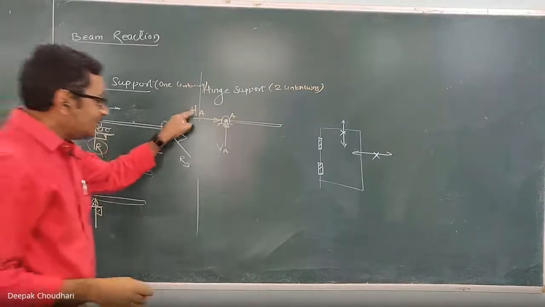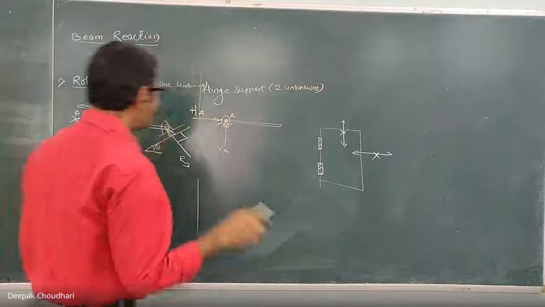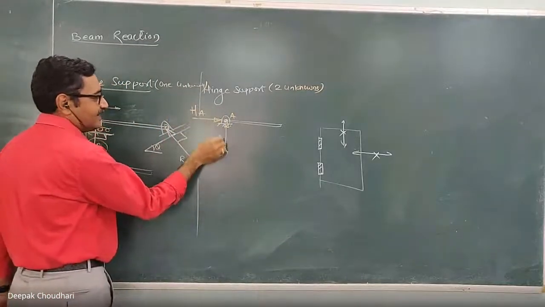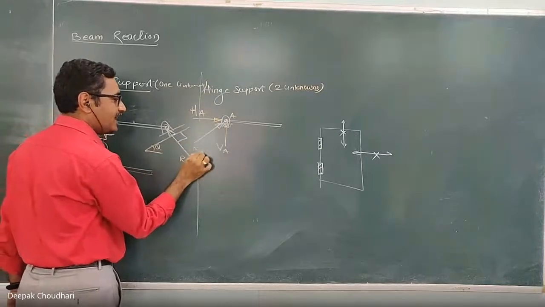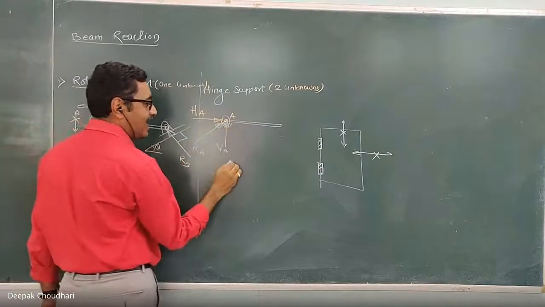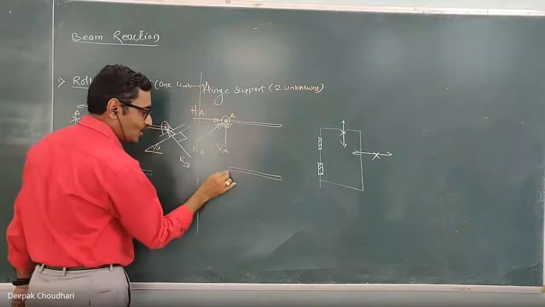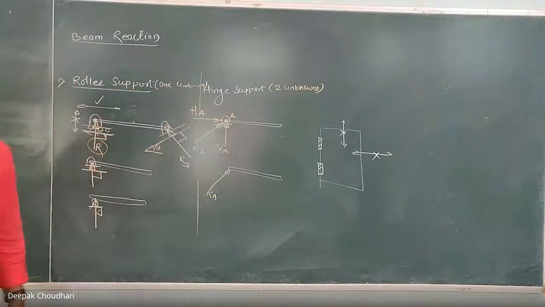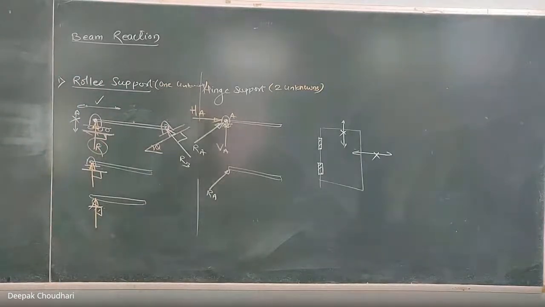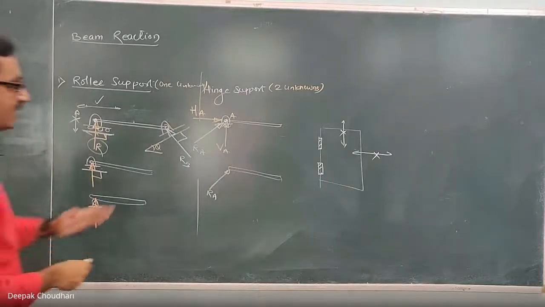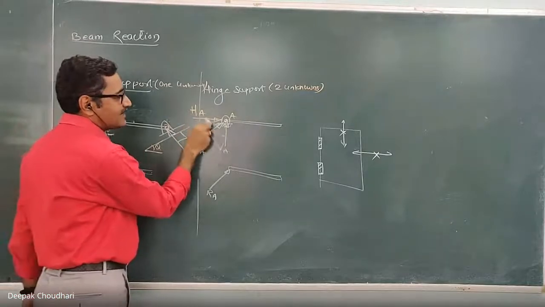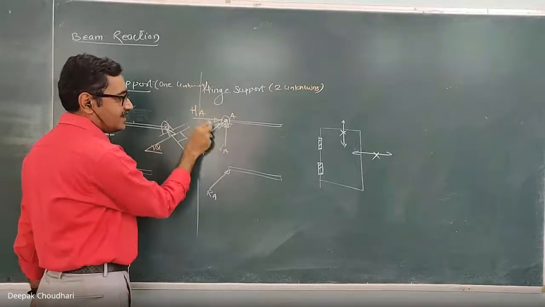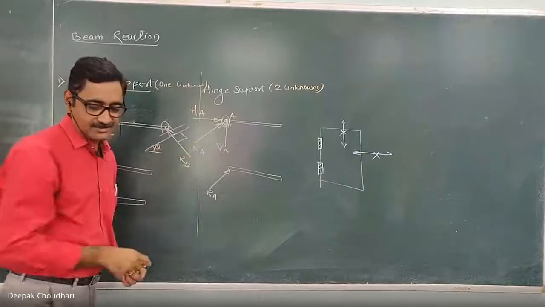Clear? Actually, what are these HA and VA? These are the components of the resultant reaction. I can calculate the resultant reaction also at point A. So this RA is the resultant reaction exerted by the support on the body. These are the components of this resultant reaction. This is the resultant reaction.